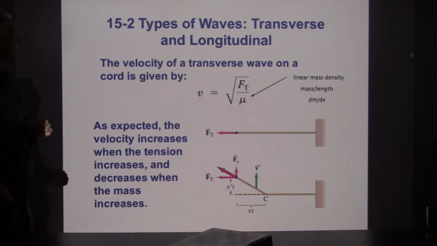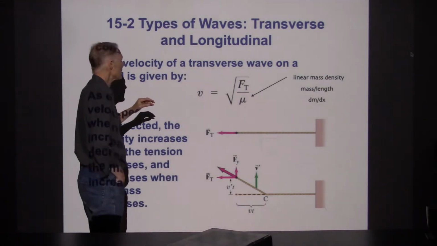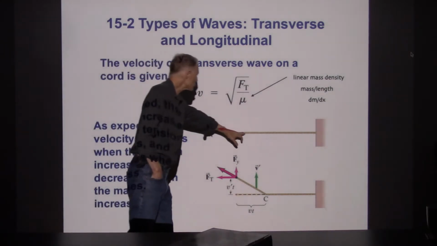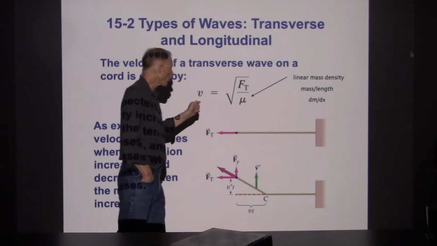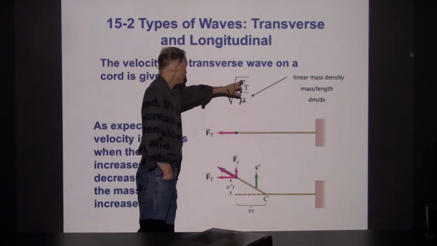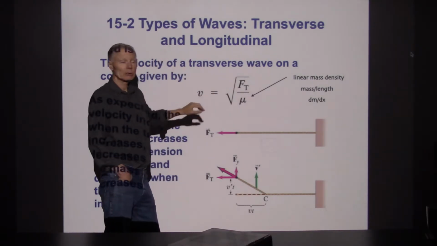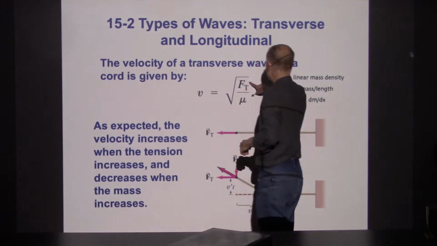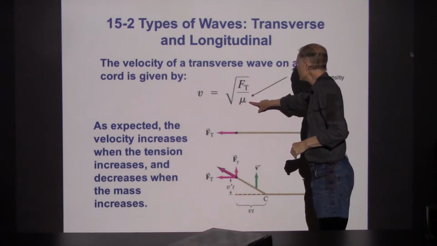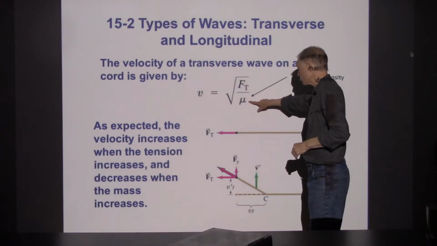So let's take a look at some of the wave speeds. We talked about this a bit before. If I have a string or a wire that's under a certain tension, what we find is that the speed of propagation of the wave depends on the tension, and it depends on how heavy the string is.